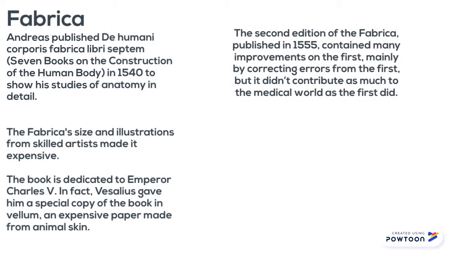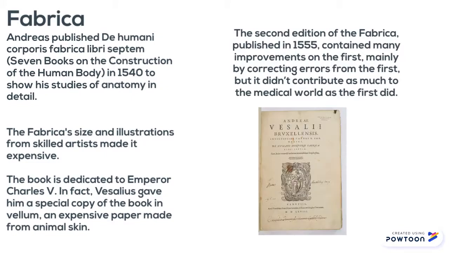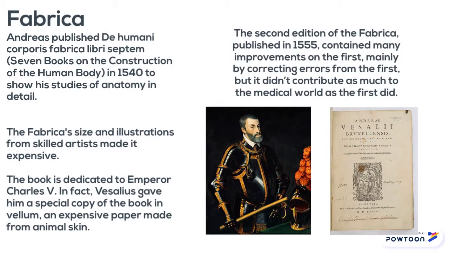To show all of his studies of anatomy in detail with illustrations from skilled artists, Andreas published De Humani Corporis Fabrica Libri Septem, or 7 books on the construction of the human body, in 1540. The books were devoted to the bones, muscles, blood vessels, nerves, abdominal organs, chest, neck, and the brain. Additionally, it corrected many of Galen's widely accepted theories. The Fabrica's size and illustrations made it very expensive. The book is dedicated to Emperor Charles V.